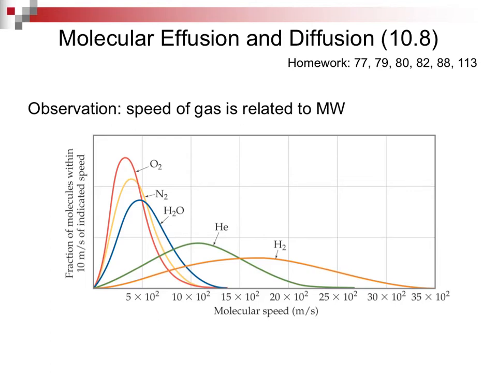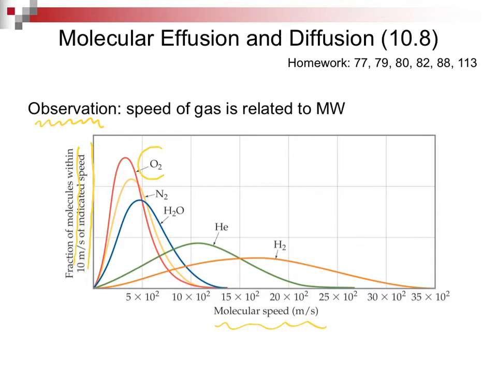Another very short and easy to digest section in this chapter. It's called molecular effusion and diffusion. So let's look at an observation. What we have plotted here are the fraction of molecules within 10 meters per second of an indicated speed versus the molecular speed. And what can you notice?